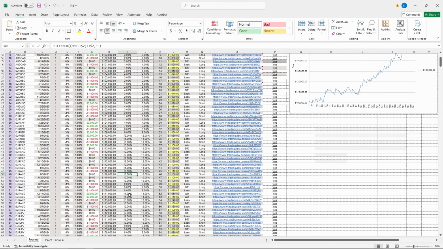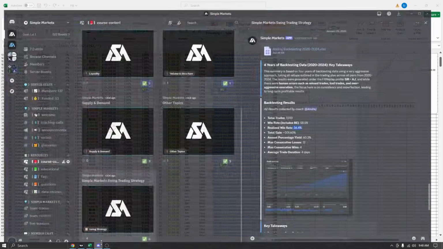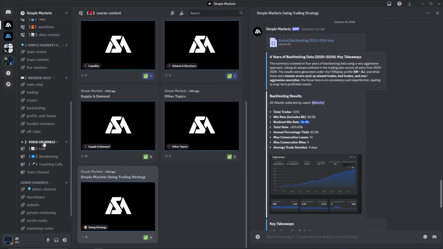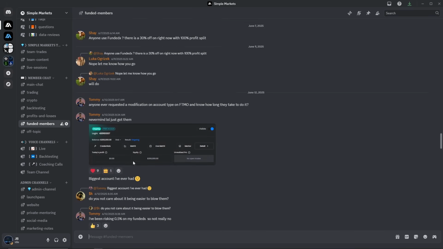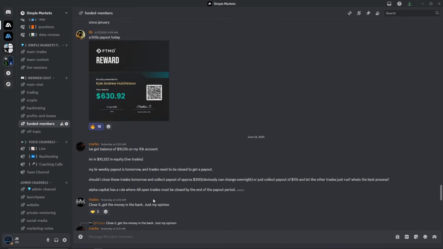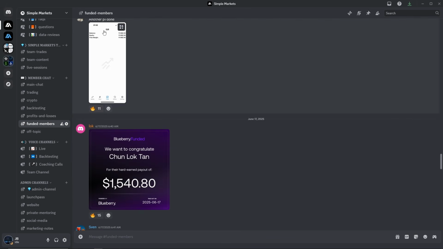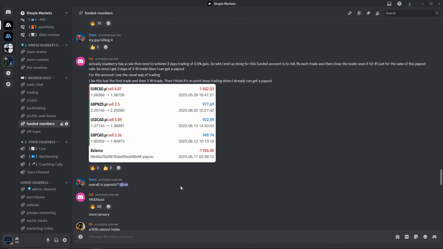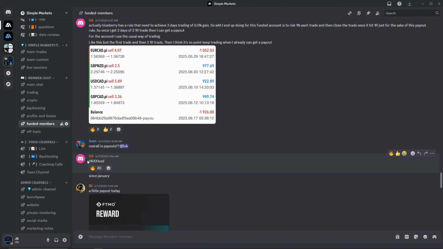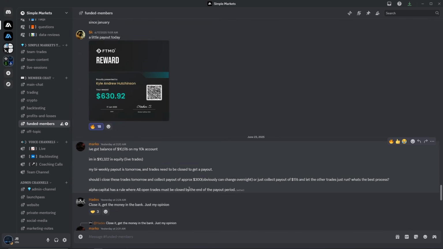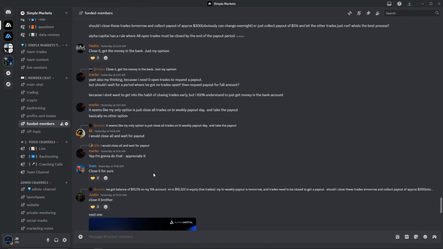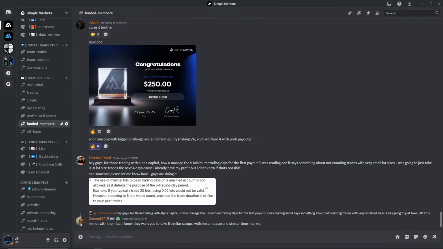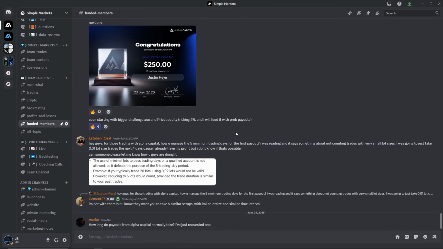This is one of the fundamental psychological factors that we really embed in all of our students, and it's one of the reasons we have so many payouts and so much success coming from our community. You know, first 50K funded account, another phase 1 passed, 1,500 in prop firm payouts. Overall payouts, $14,000 since January, $630 payout here. Marco here now has a positive balance in equity and is about to get his first payout as well. Another payout here today. Another person asking about their first payout.